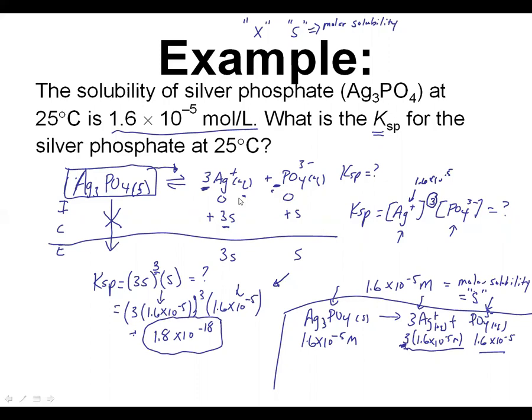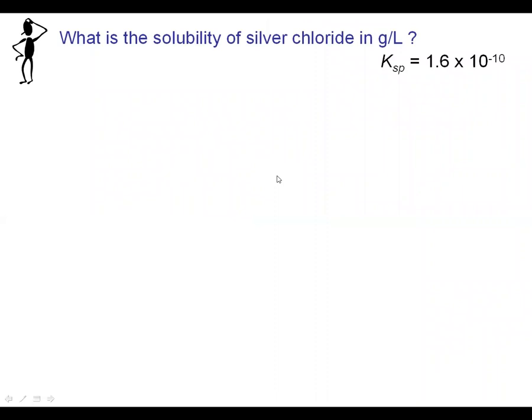Okay, and again, if you do have questions, feel free to type them. And why don't we look at another one here, and why don't you give it a go? So we're looking for the solubility of silver chloride in grams per liter, and take a minute or two, a couple minutes, and work through it. I'll give you the molar mass of each of those things in just a second.